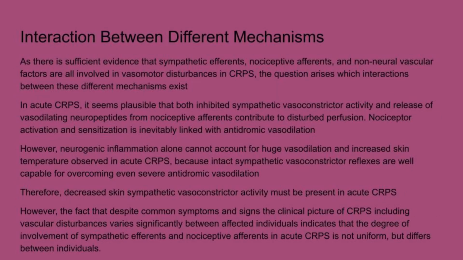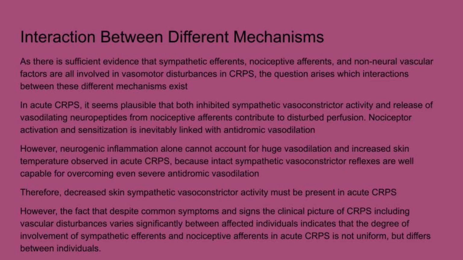How do all three of these different factors work together? As there is sufficient evidence that sympathetic efferents, nociceptive afferents, and non-neural vascular factors are all involved in vasomotor disturbances in CRPS, the question arises which interactions between these different mechanisms exist. In acute CRPS, it seems plausible that both inhibited sympathetic vasoconstrictor activity and the release of vasodilating neuropeptides from nociceptive afferents contribute to disturbed perfusion.